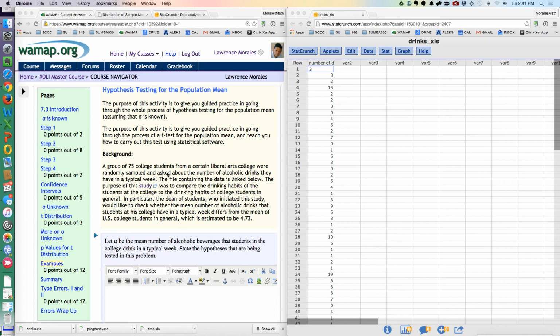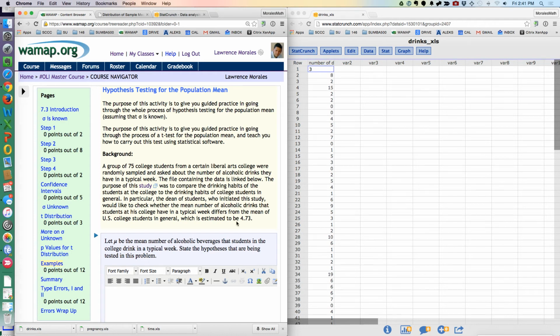In this example, a group of 75 college students from a certain liberal arts college were randomly sampled and asked about the number of alcoholic drinks they have in a typical week. The file containing the data is over here in StatCrunch. And the purpose of this study was to compare the drinking habits of students at the college to the drinking habits of college students in general.